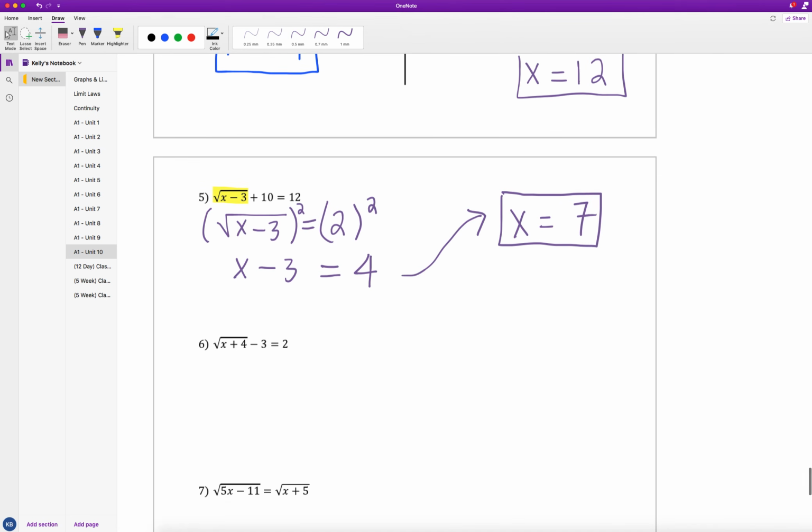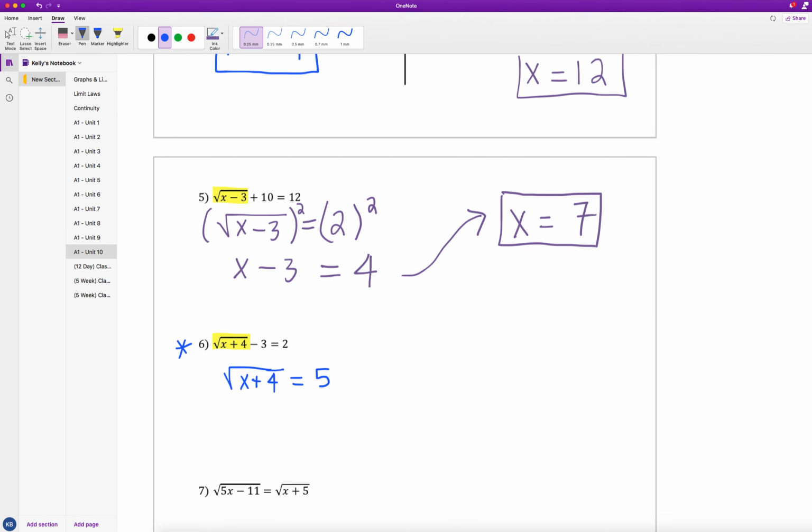Let's look at example 6. So in example 6, we have the square root of x plus 4 minus 3 equals positive 2. Why don't you guys pause the video and solve example 6 on your own first? So in example 6, we need to have that square root isolated, and it is not yet. So I'm going to go ahead and add 3 to the other side to get that square root term isolated. So we get the square root of x plus 4 equals 5.